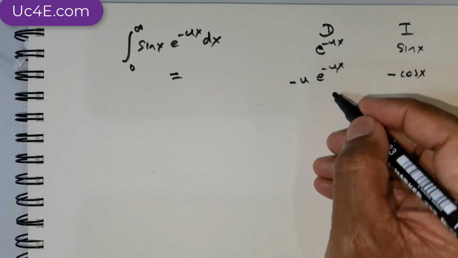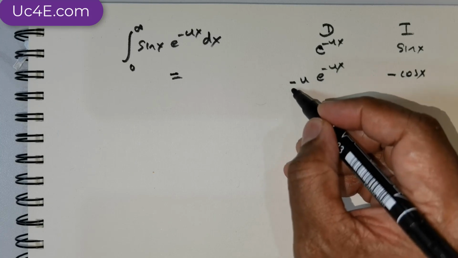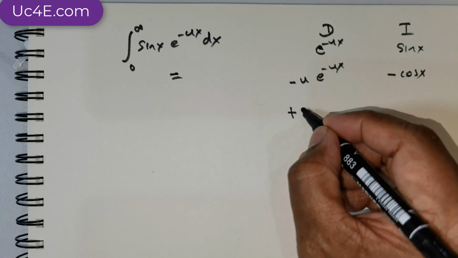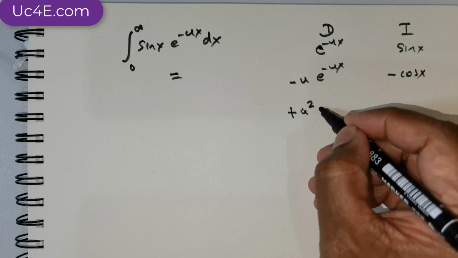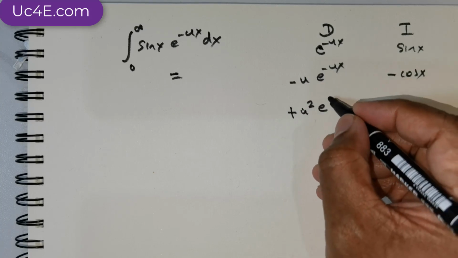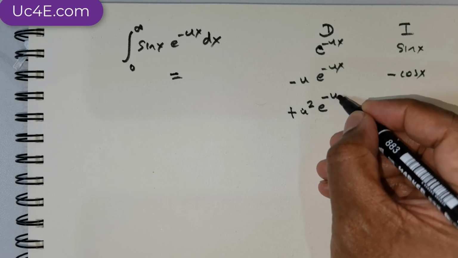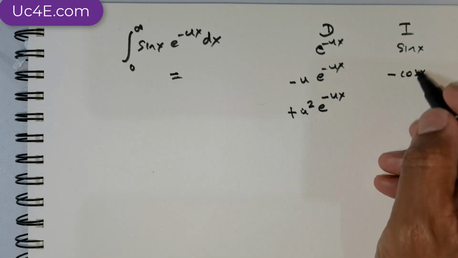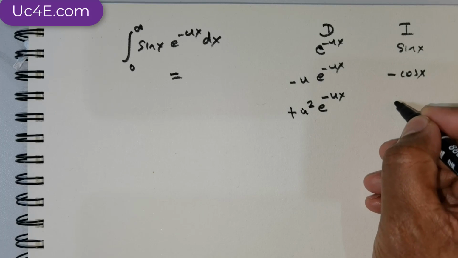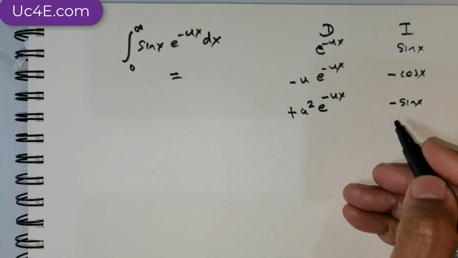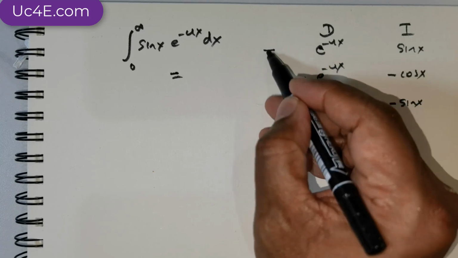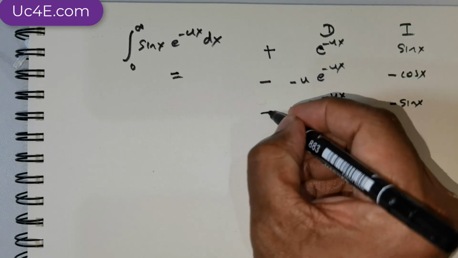Now you differentiate e raised to the power of negative ux again. There is a negative sign, so that would mean we'll have a positive sign, and the constant u is multiplied here, so that gives us u squared, followed by e raised to the power of negative ux. And integrating negative cos x gives us negative sin x, so there isn't much change with reference to the sign. So we start out with the positive, then we have a negative, and then we have a positive.